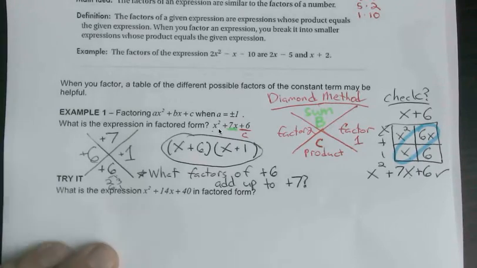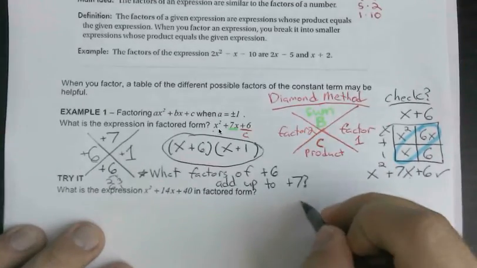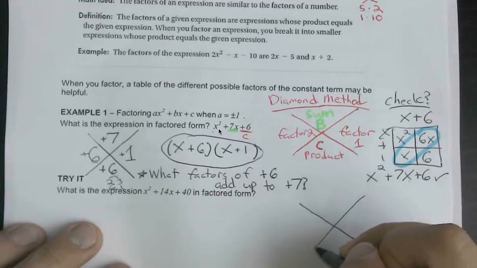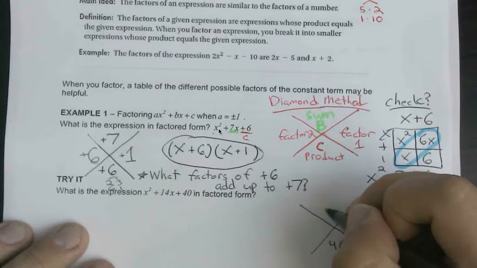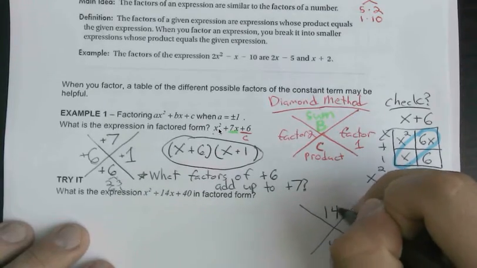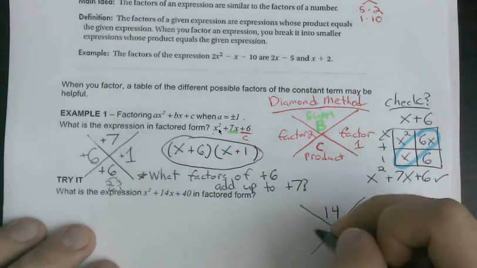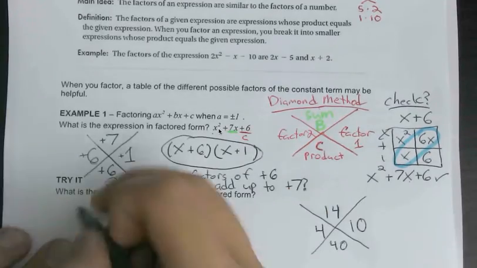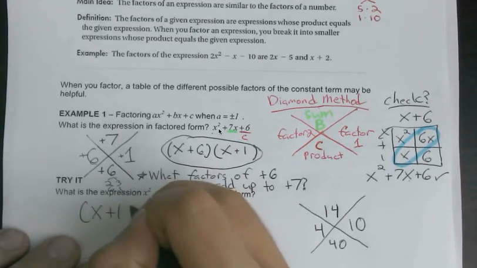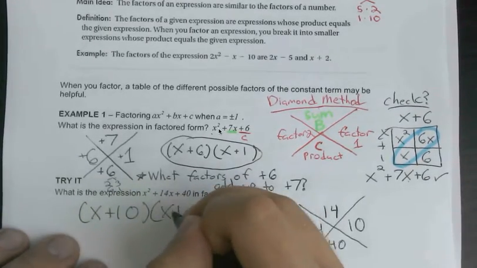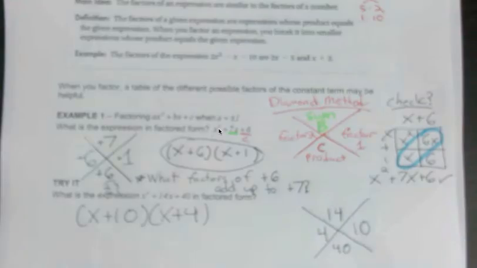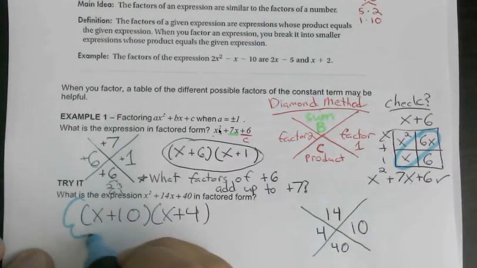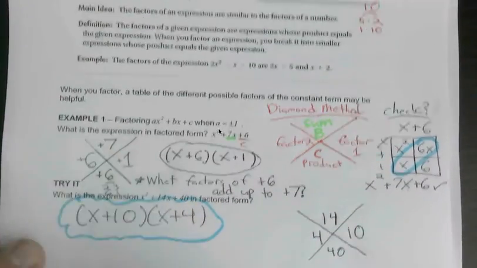I'll give you a moment to try the next one. So with factors of 40, sum of 14, 4 and 10 make the most sense here. x plus 10, x plus 4. Final answer is seen here. If you're not convinced, FOIL this out, use box method, do whatever you have to do to make sure it sounds good to you.